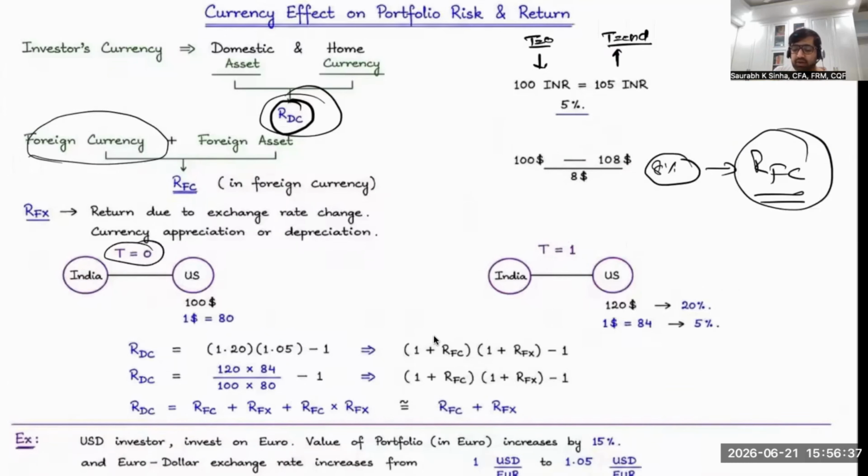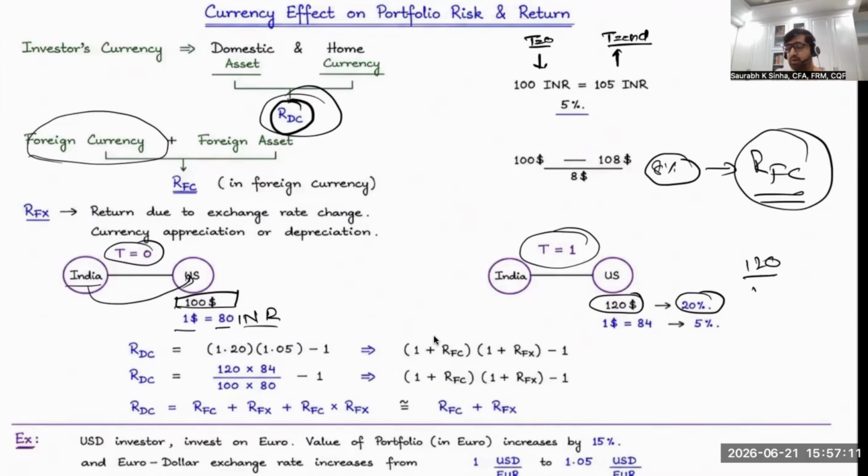At t equal to 0, an Indian investor invested in a US asset, and the asset's initial value was $100. At the time of purchase, $1 was 80 INR. At the end, after 1 year, the US asset's worth increased by $20 and the final value was $120. So the return is simply 120 upon 100 minus 1, which is 20%.